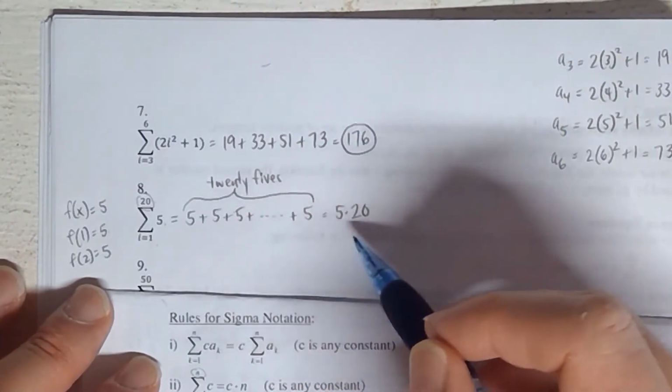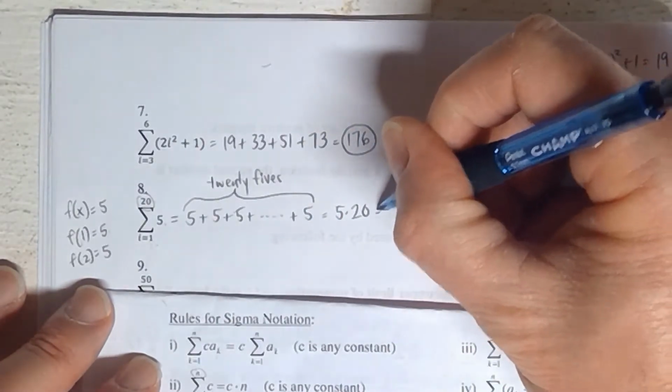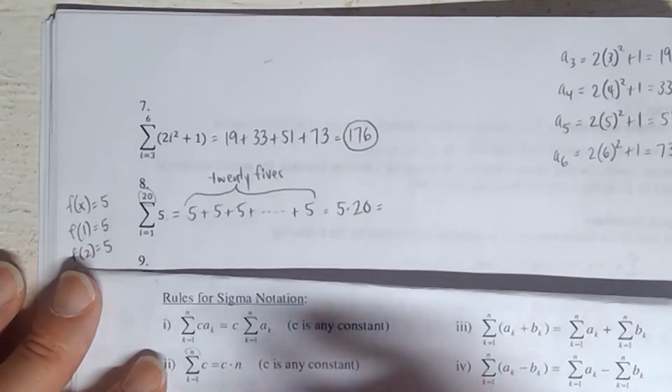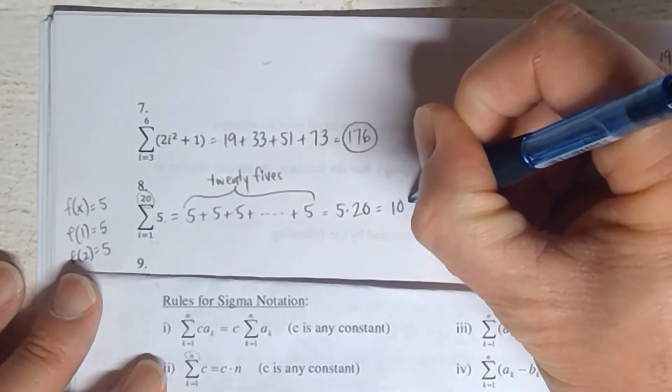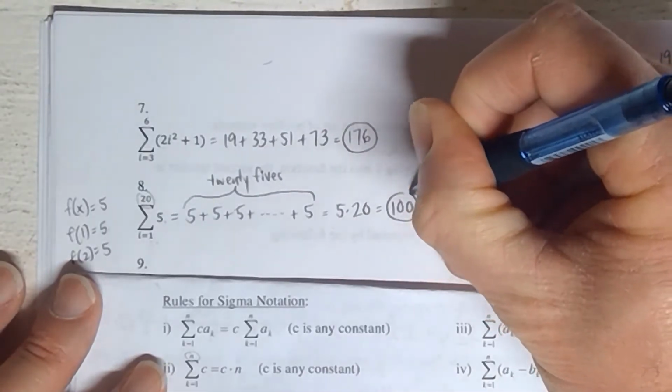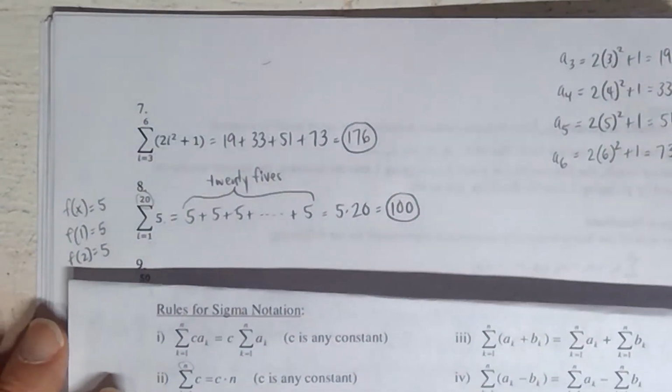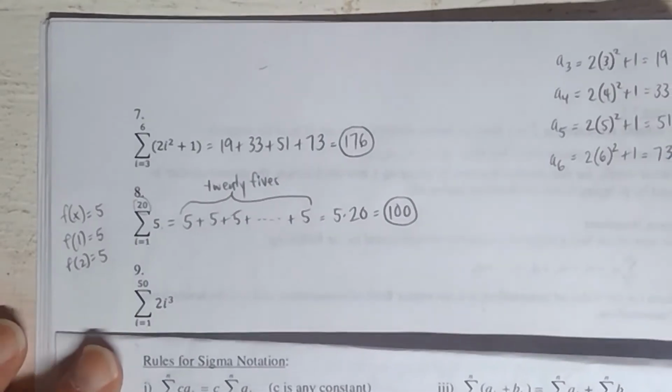I just wanted you to see why it's equal to 5 times 20. I wanted you to see why this formula down here actually works. So the final answer then would be 100, wouldn't it? 5 times 20 is 100. Okay, now, moving on. Number 9.